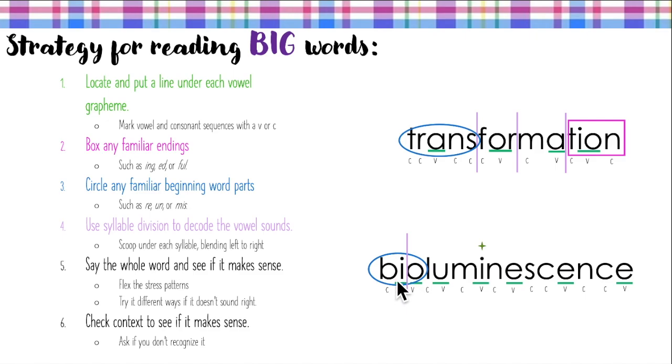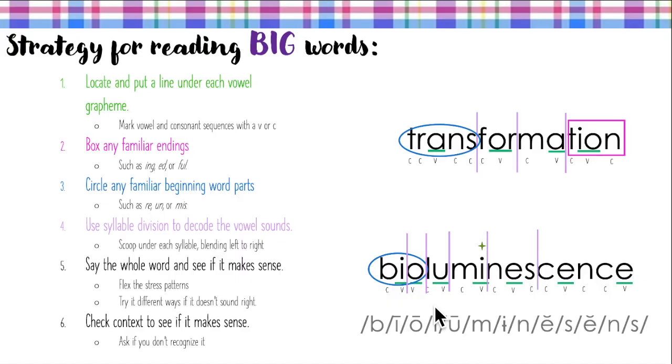There, I have "by," which looks familiar. "O" by itself, I'm using syllable division for some of these sounds, right? And then I'm just going to take it a piece at a time. If it's "by," it's open. "O" is open. "Lu" is open. This one, "me," I'd probably say my first.